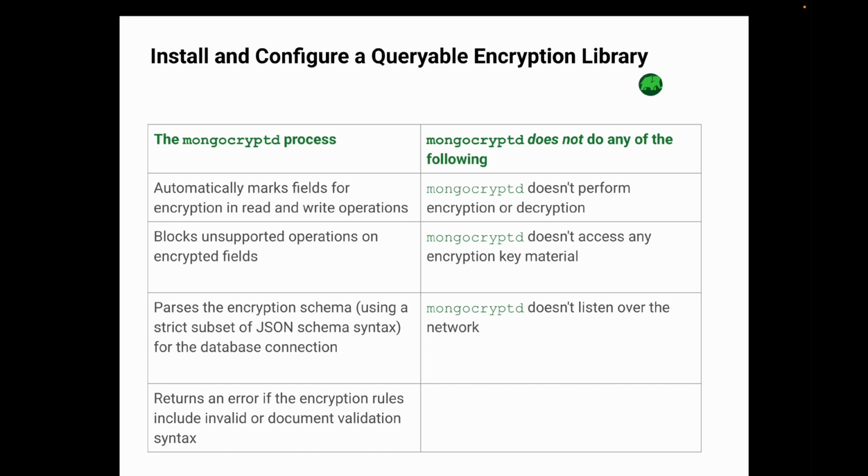The mongocryptd process marks specified fields for encryption during read and write operations, ensuring sensitive data remains protected. It blocks unsupported operations on encrypted fields, maintaining data integrity and security. It parses the encryption schema, which uses a strict subset of JSON schema syntax, to determine which fields require encryption. If the schema contains invalid syntax or unsupported validation rules, it will return an error. It is equally important to understand what it does not handle. It does not perform the actual encryption or decryption of data. It doesn't access any encryption keys directly, ensuring that key management remains separate and secure. It doesn't listen to data over the network, reducing potential attack surfaces.